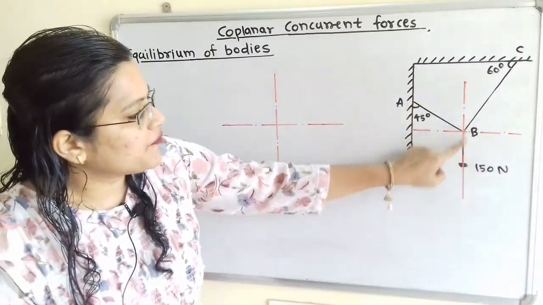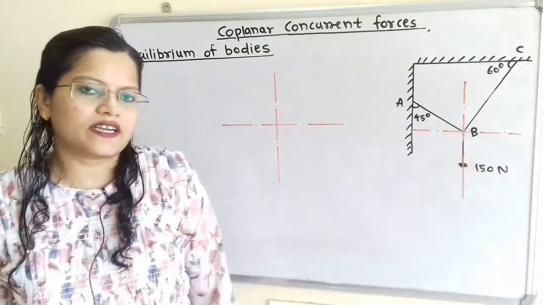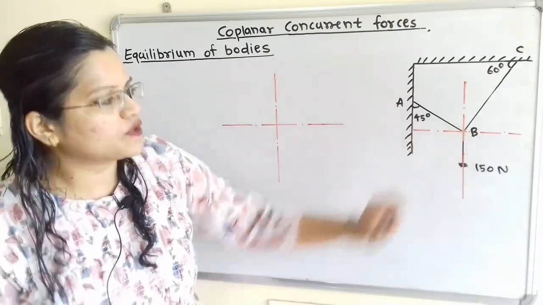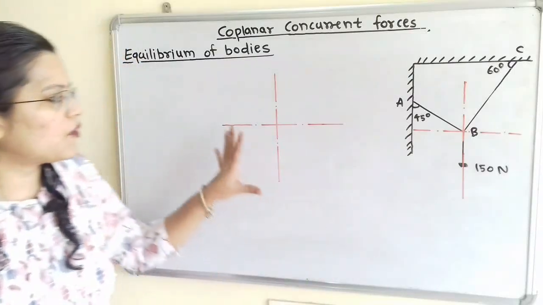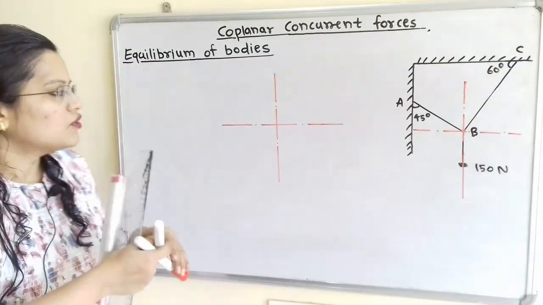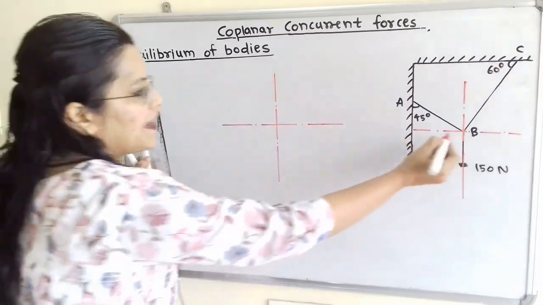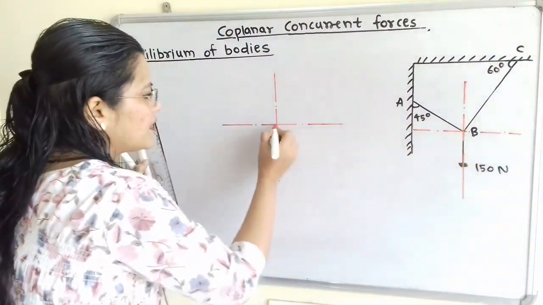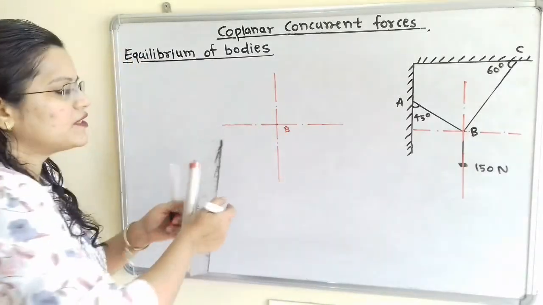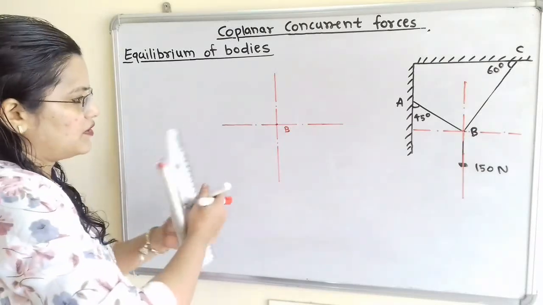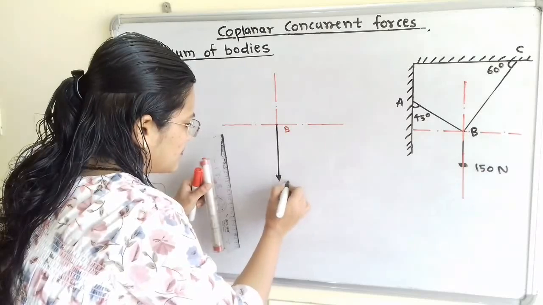Now we know that this weight 150 Newton will always act in the vertically downward direction, passing through the point B, because the weight is connected to the point B. So for the free body diagram we have to show this. We will also draw one horizontal line as well as a vertical line in the same way, and this point of intersection is nothing but the point B. Now at this point B we will show the weight 150 Newton, which will act in the vertically downward direction.